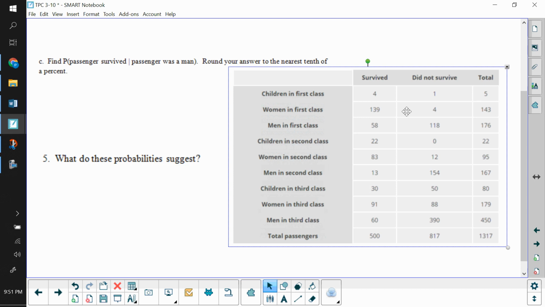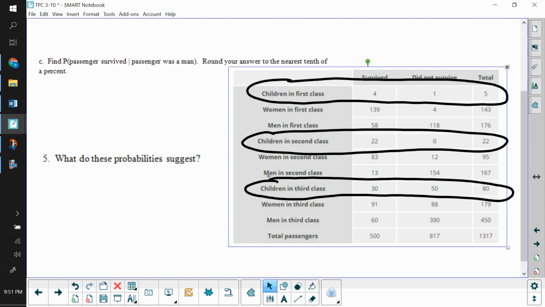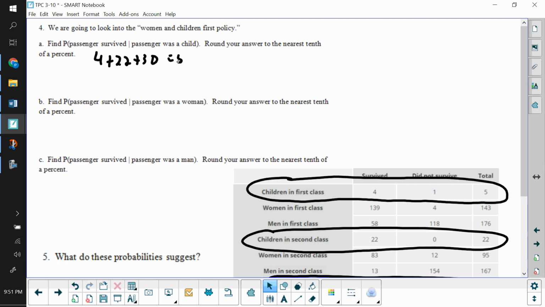Well, the problem is the children are split up into 3 spots. We have the first, second, and third class children. So what we're going to have to do is look at how many survived out of all 3 of those, out of how many total for all 3 of those. So our survivors are 4, 22, and 30. So we'd want to add up the 4, the 22, and the 30, and that will give us 56. So that's going to be our numerator.